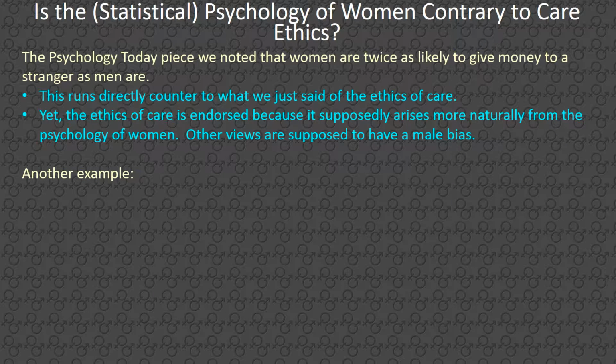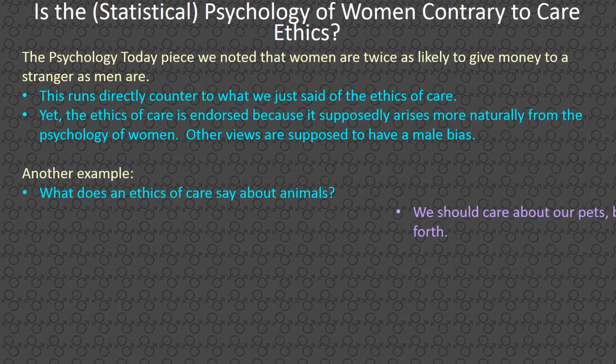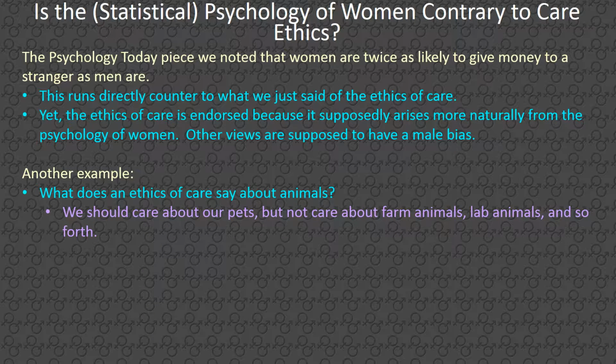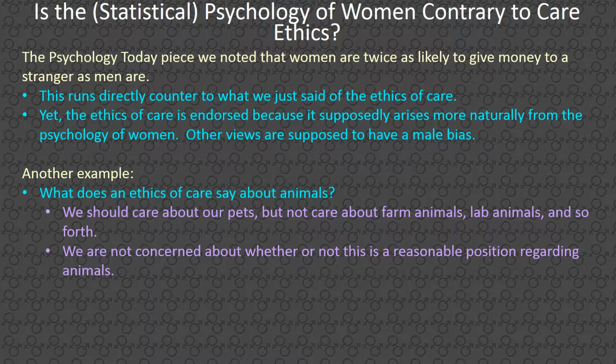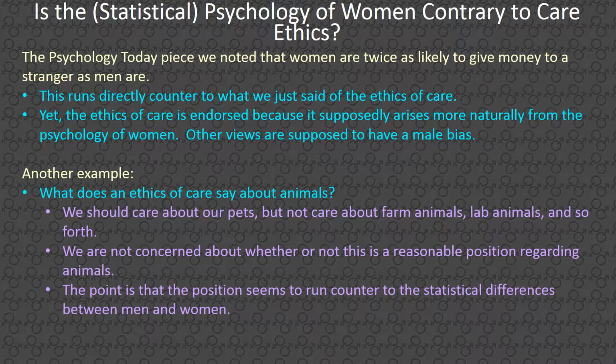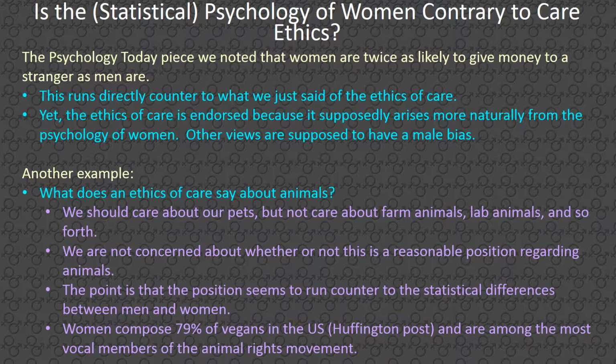Let's look at another example. How does an ethics of care say we should feel about animals? We should care about our pets, but not care about farm animals, lab animals, and so forth. We're not concerned here about whether or not this is a reasonable position regarding animal rights. It may or may not be. The point here is that this position statistically seems to run counter to the statistical differences between men and women. According to the Huffington Post, women compose 79% of vegans in the U.S. Women are also among the most vocal members of the animal rights movement.